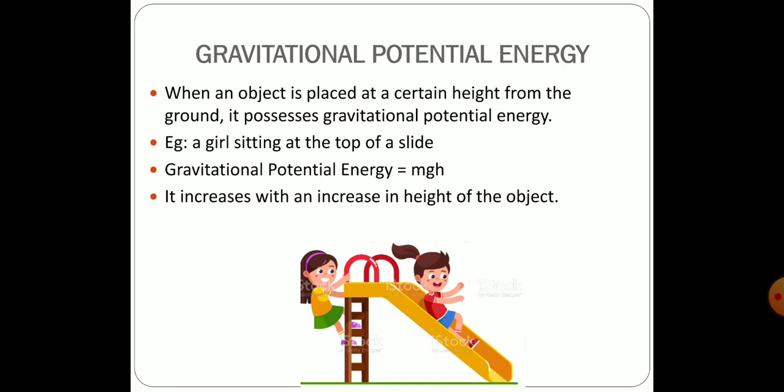Okay, so the potential energy formula is mgh. That is mass into gravity. What is gravity? Gravitational value, that is 9.8 meter per second squared, and then you have this height. So it is m into g into h. Then the increase in the height of the object will increase the gravitational potential energy.